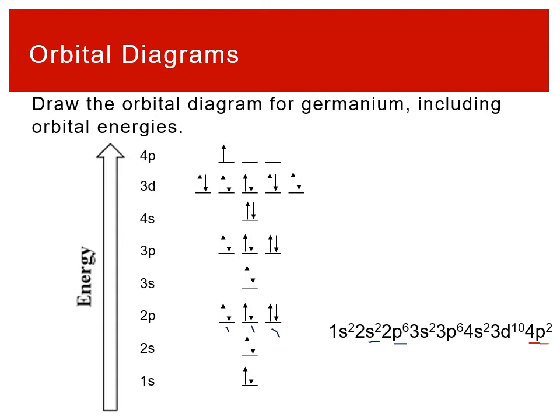We put our first one in. Hund's rule still applies for the second electron, so it goes into a different orbital and the spin points in a different direction. And voila, we have the orbital diagram for germanium with our orbital energies. It is a little more space intensive, but we have a lot of information there.